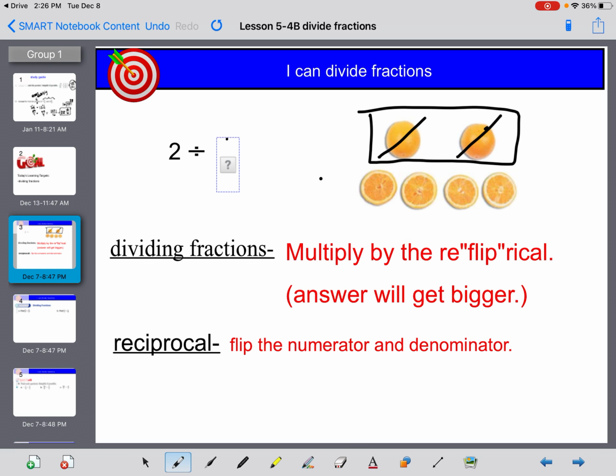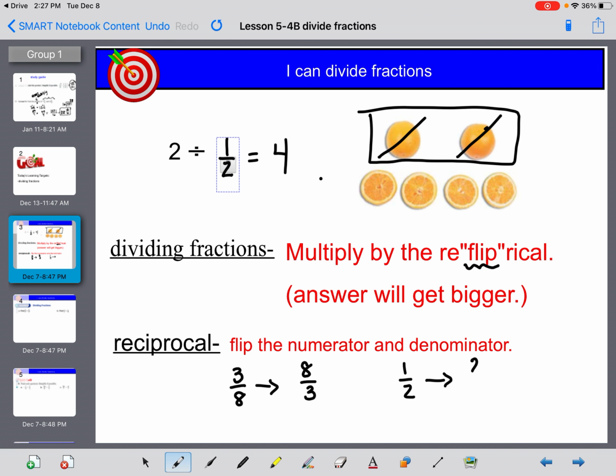2 divided by 1/2 equals 4. Dividing fractions. To divide fractions, you multiply by the reciprocal. I like to call it the refliprical because the reciprocal is switching the numerator and the denominator of a fraction. For example, the reciprocal of 3/8 becomes 8/3.